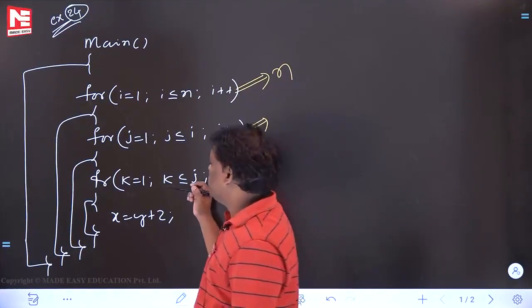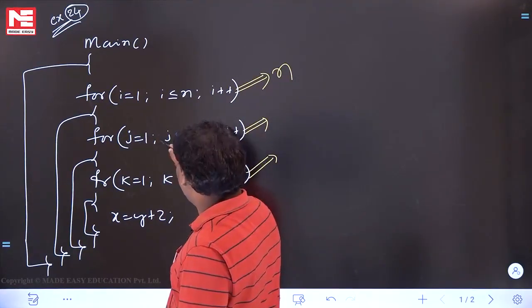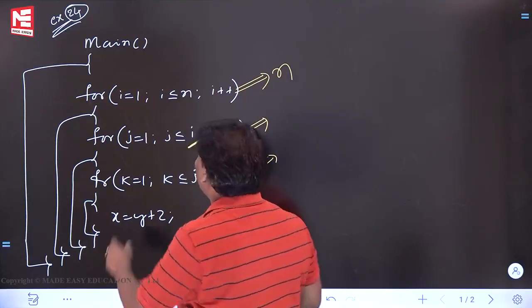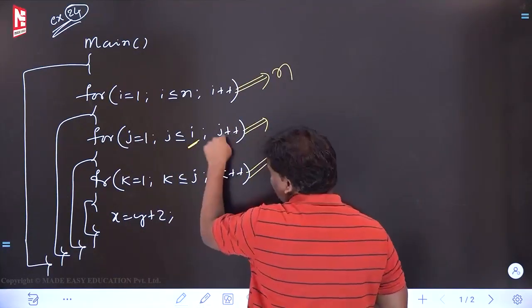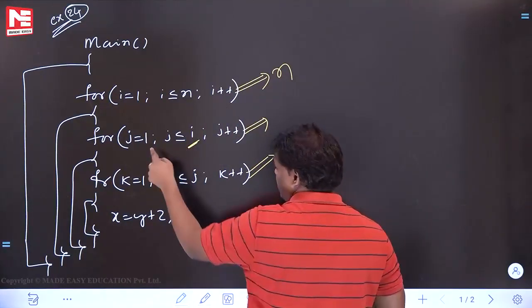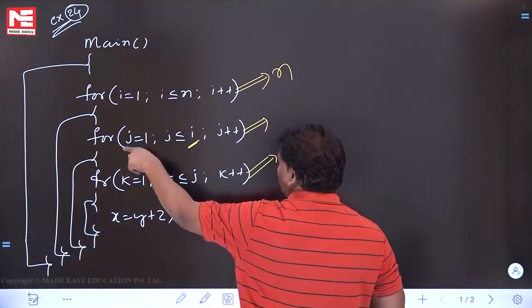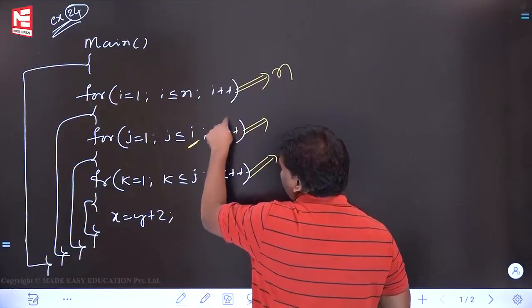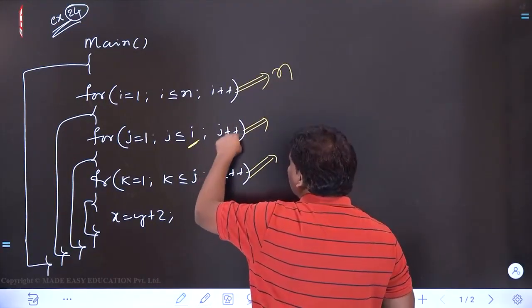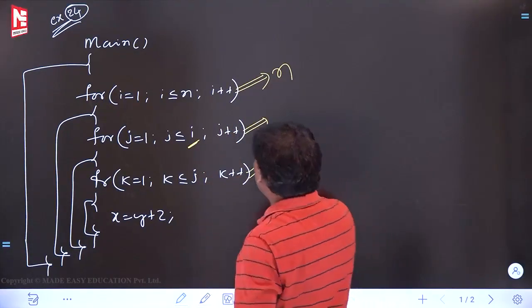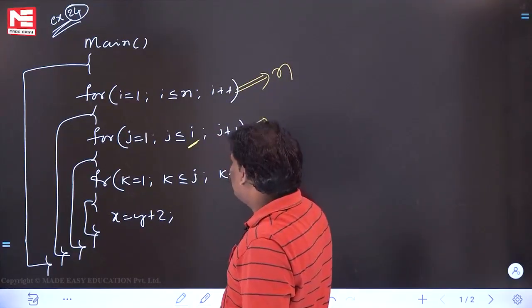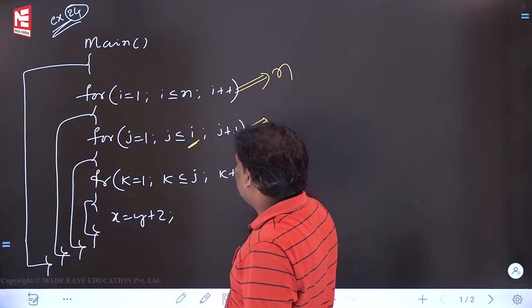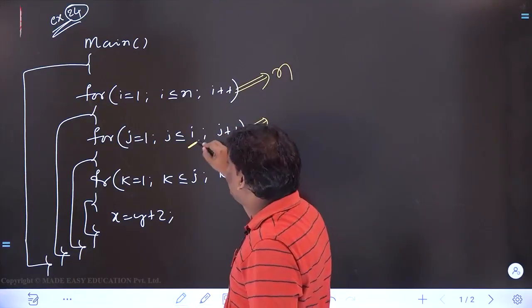But the problem here is that the J loop is based on the I loop. I ask the J loop: you started from 1, it's okay. You are always incrementing by 1, that is also okay. J loop started from 1, always incrementing plus 1, plus 1. So it would also go n times if n is the limit.